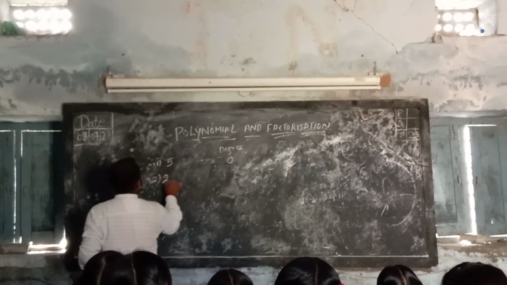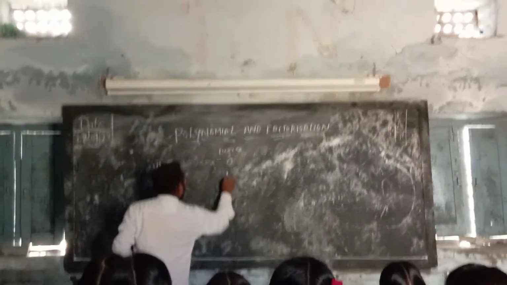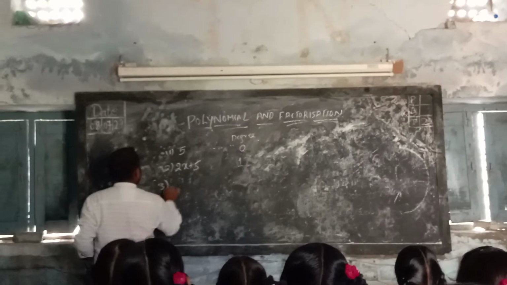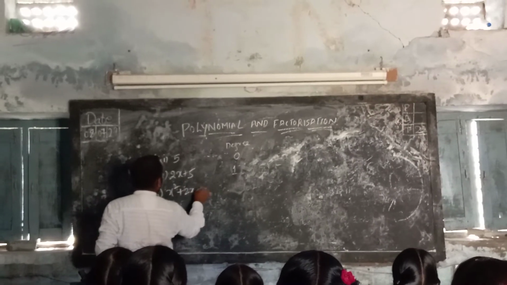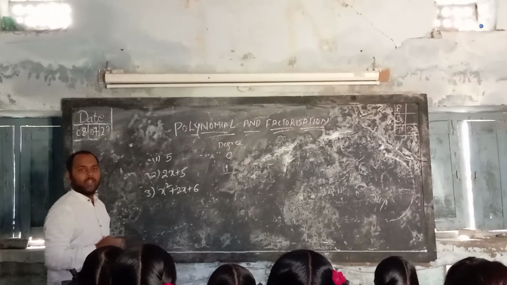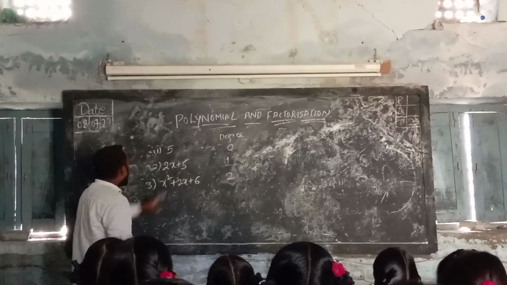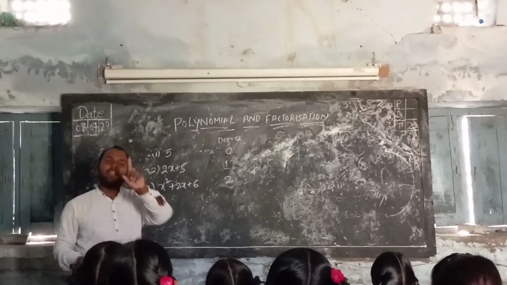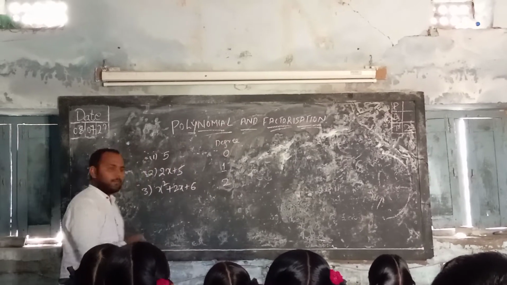For this expression 2x plus 5, what is the degree? 1. Now you tell me, what is the degree of this expression? 2. Very good. Highest power. I have taken single variables only. I am not taking 2 variables. Okay?